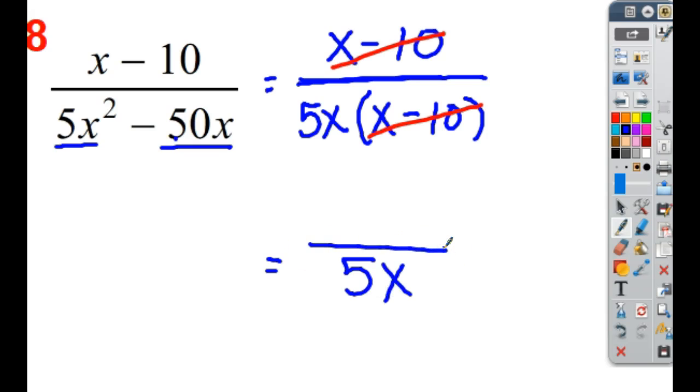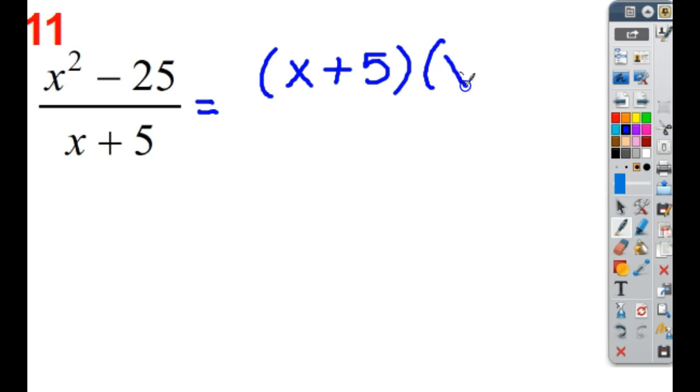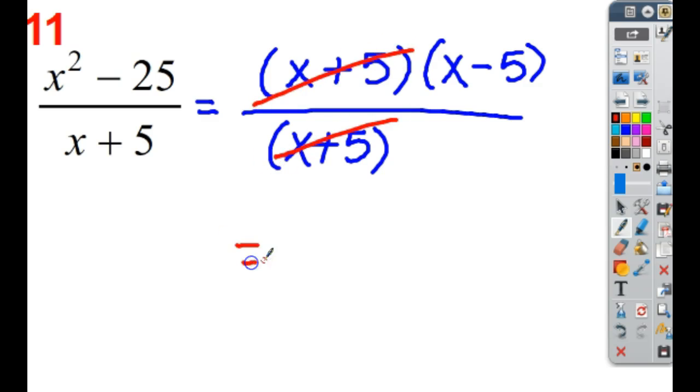What do I have in my numerator? This divides into that 1 time. X squared minus 25. 25 is a perfect square number. This has your difference of two squares pattern. If this is minus 25, positive 5 times negative 5 equals negative 25. And so this is how the numerator factors, and then this cancels, x minus 5 is what is left.